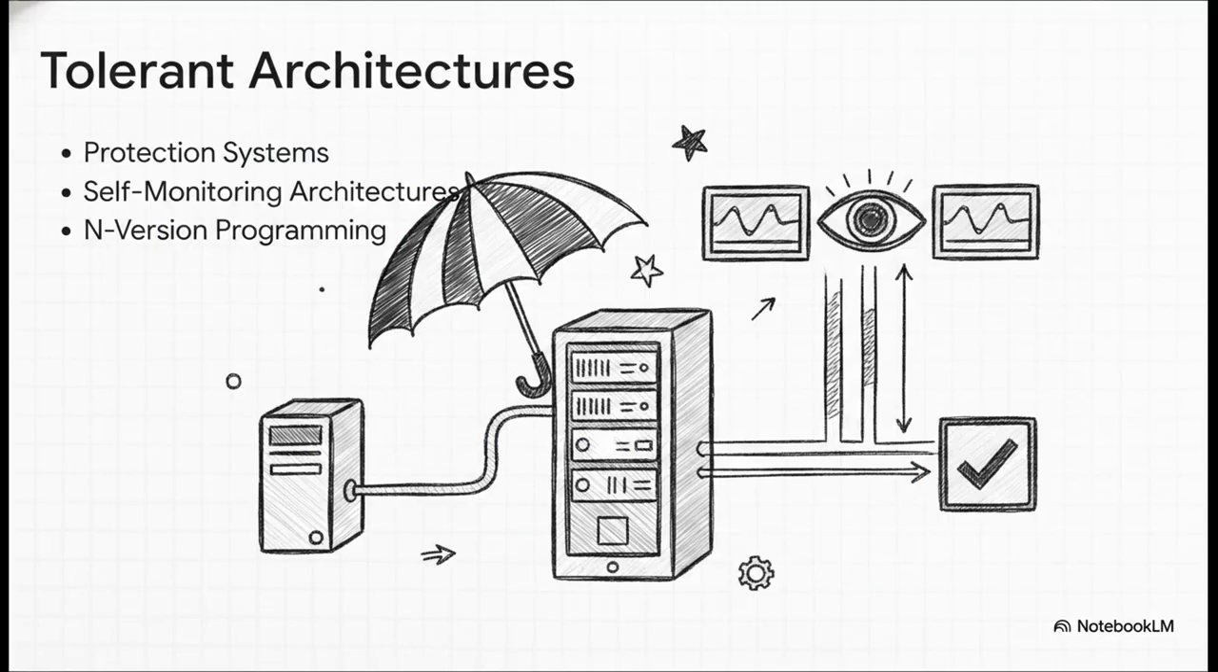When faults do inevitably occur, because they always do, we rely on fault-tolerant architectures based on redundancy and diversity to keep the system running. Protection systems are independent backup systems that monitor the main system and safely take over if it fails, kind of like the backup computers on the space shuttle.